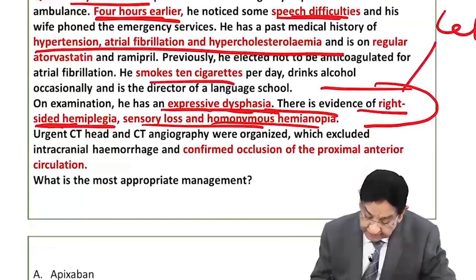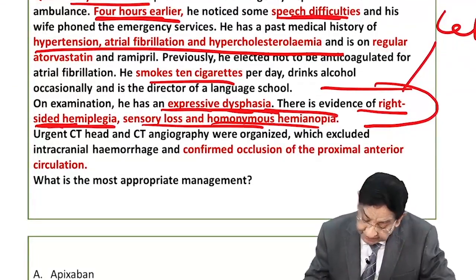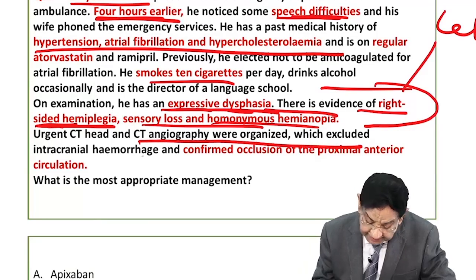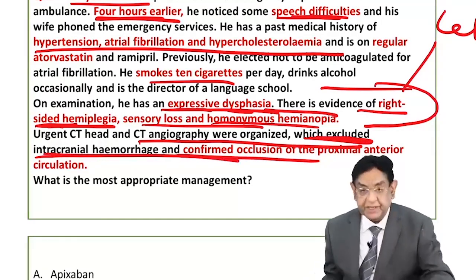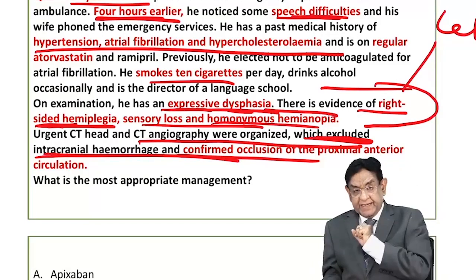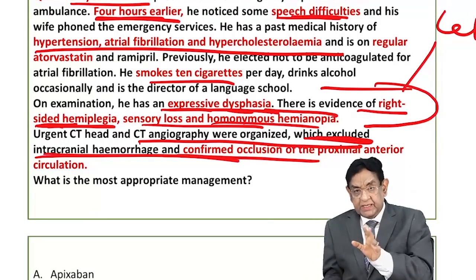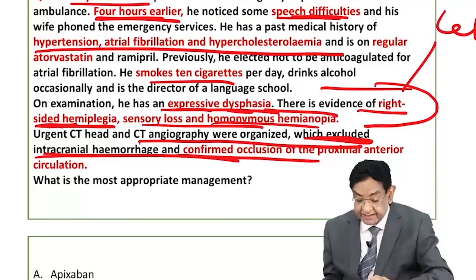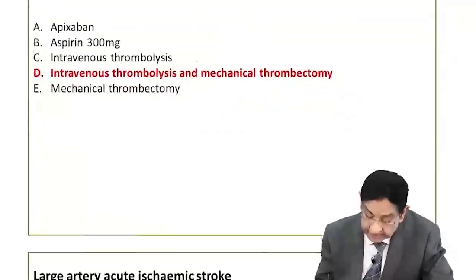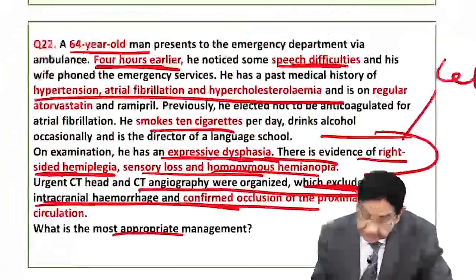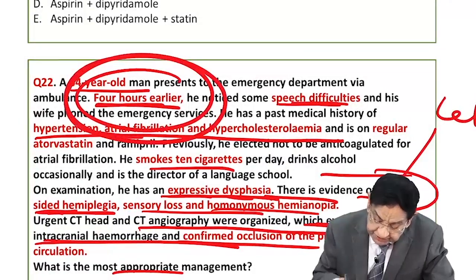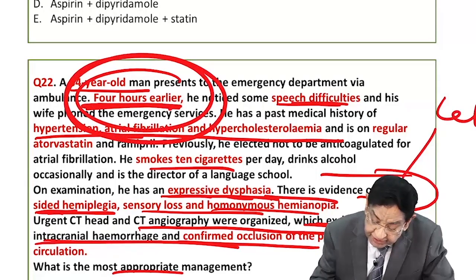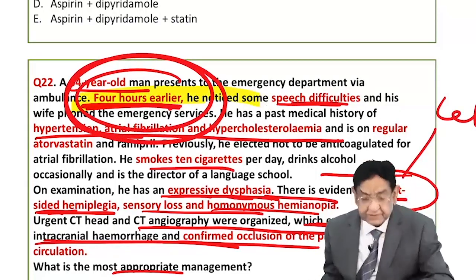So we got a CT scan and angiography, and they excluded hemorrhage. There is no bleeding. Ruled out. What is the next management plan? We would like to give thrombolysis. He has come within 4 hours.